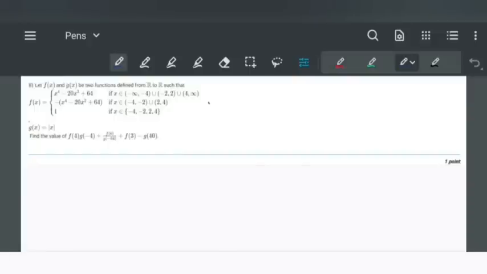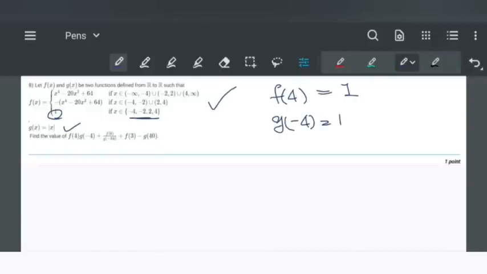Eighth question, let f(x) and g(x) be two functions defined from R to R such that f(x) is given and g(x) is mod x. Okay, so we have to just put the value of x in f(x) and g(x) respectively and get the answers. First we have to find f(4). So 4 is included in this range, so f(4) is 1, and g(minus 4) is equal to mod minus 4, which is 4. So the first term f(4) multiplied by g(minus 4) is equal to 4.